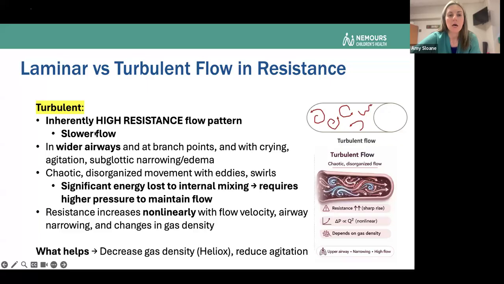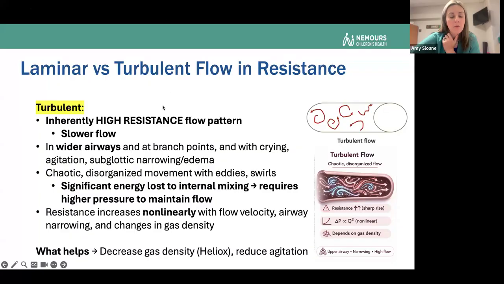Unlike laminar flow, resistance increases non-linearly with factors like flow velocity, airway narrowing, and changes in gas density. So it does not follow Poiseuille's law. This is one of those non-ideal states. Clinically, that means as the airflow becomes more turbulent, such as in the larger airways or in the presence of obstruction, the resistance rises really sharply and the work of breathing increases, often out of proportion to small changes in the airway caliber.